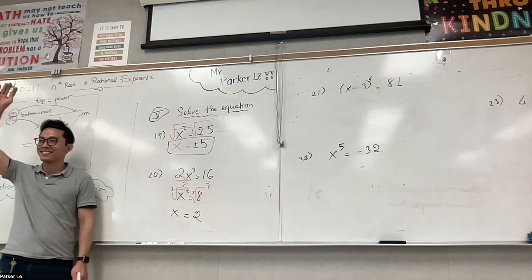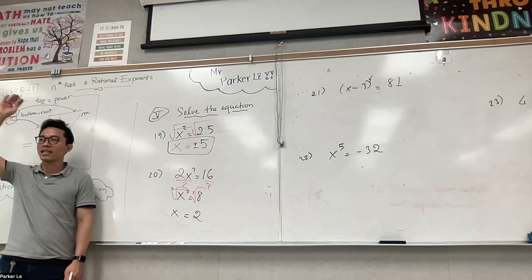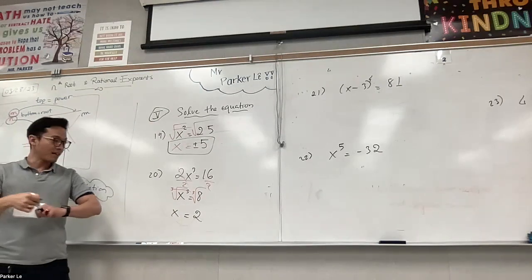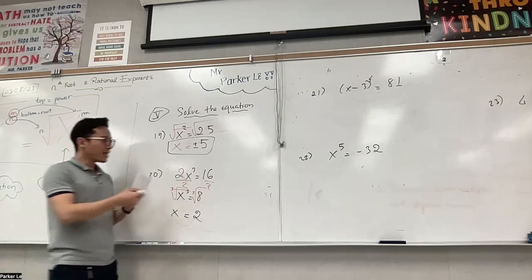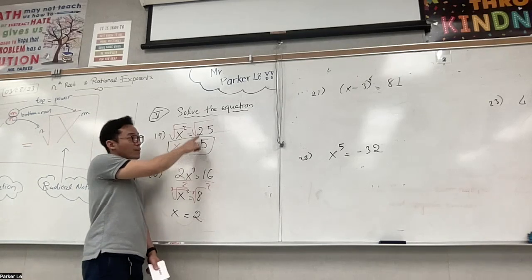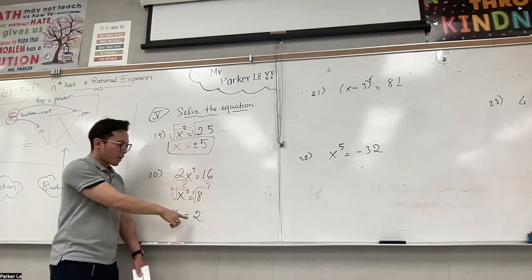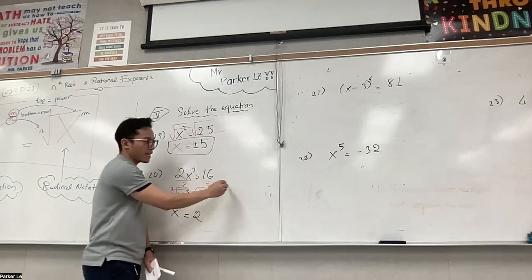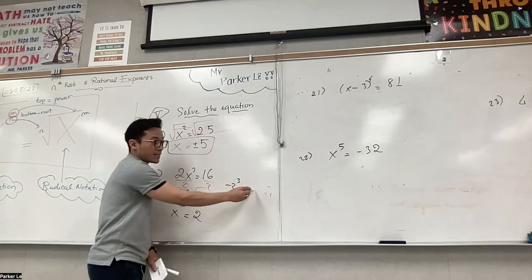Who says yes? Who says no? Answer is no. That's another thing we need to know. What is negative 5 squared? 25. So that's why you have plus and minus. What is negative 2 cubed? Negative 2 cubed is negative 8.